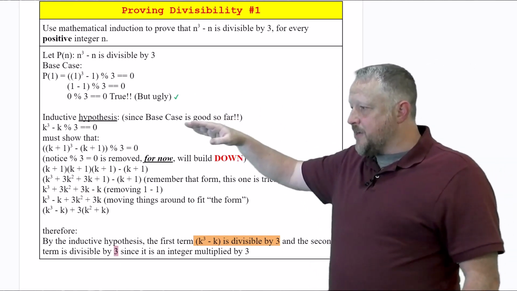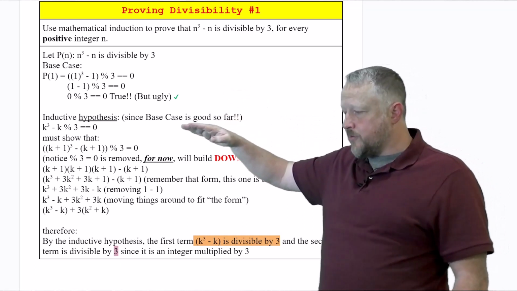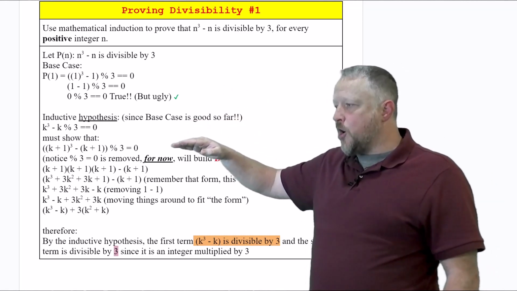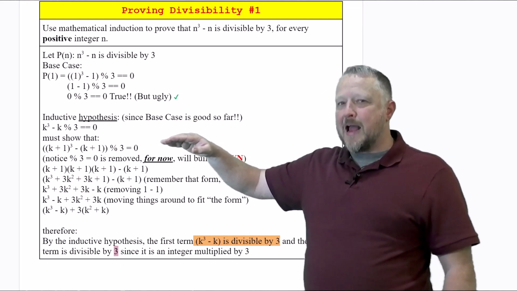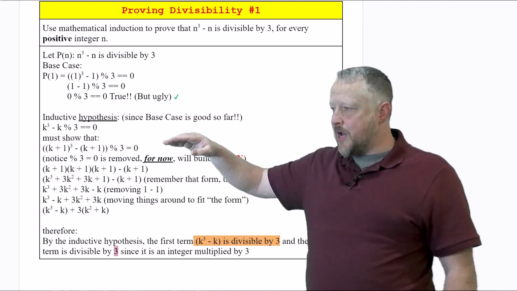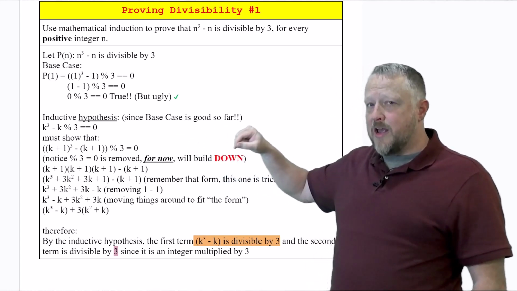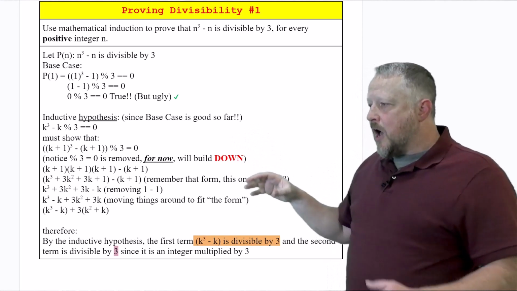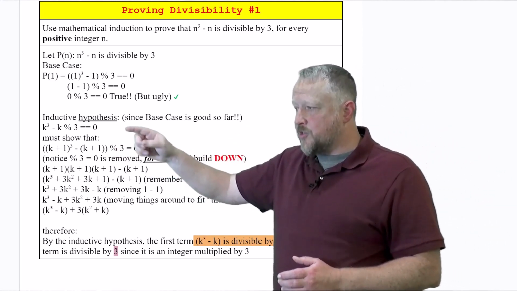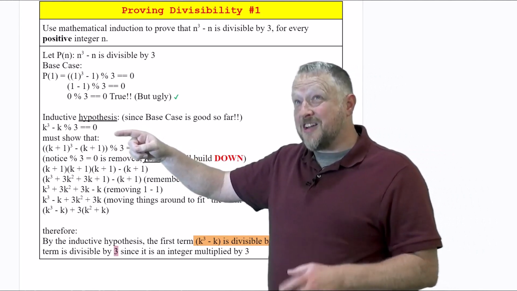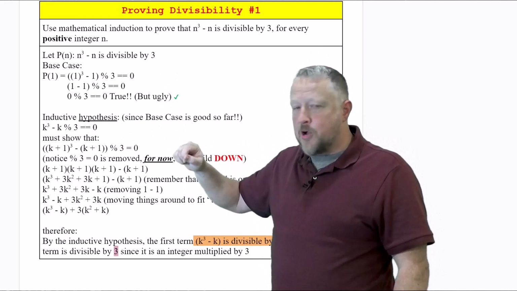Here I did my inductive hypothesis. All I did was replace it with K's, nothing crazy about that. And I must show, the must show this time, when I do the K plus 1, it's actually got a lot of meat to it this time. So what I'm going to do is go ahead and build down, which means I am going to use my must show instead of my inductive hypothesis, where I built up to have it match my must show.